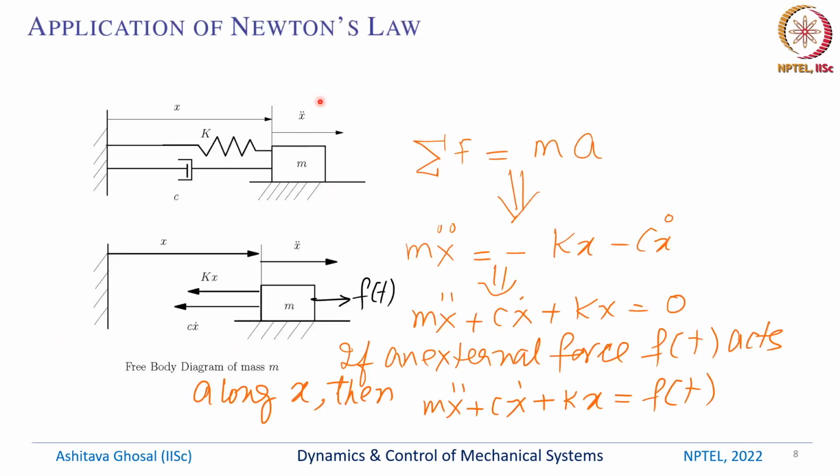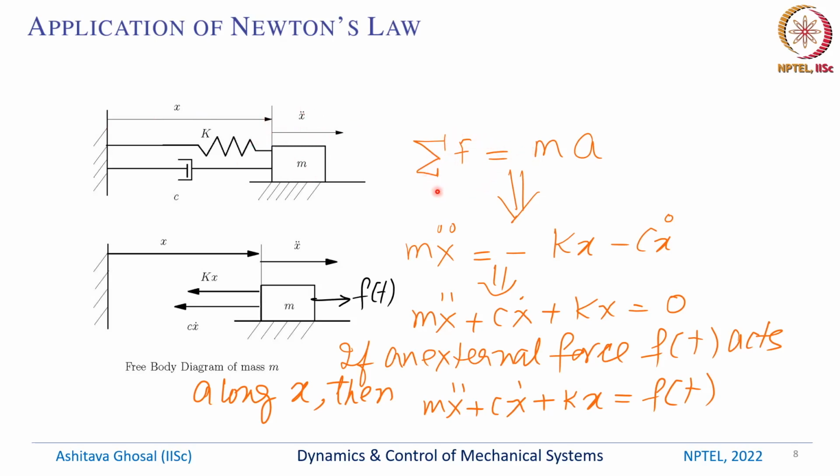So let's apply Newton's law, and we'll take a very simple example. What we have is a mass which is connected to a fixed ground by means of a spring k, and also a damping element, whose damping is given by c. Remember, one way to measure the force exerted by a damping element is c x dot. So the mass is at a distance x and it is accelerating to the right by x double dot.